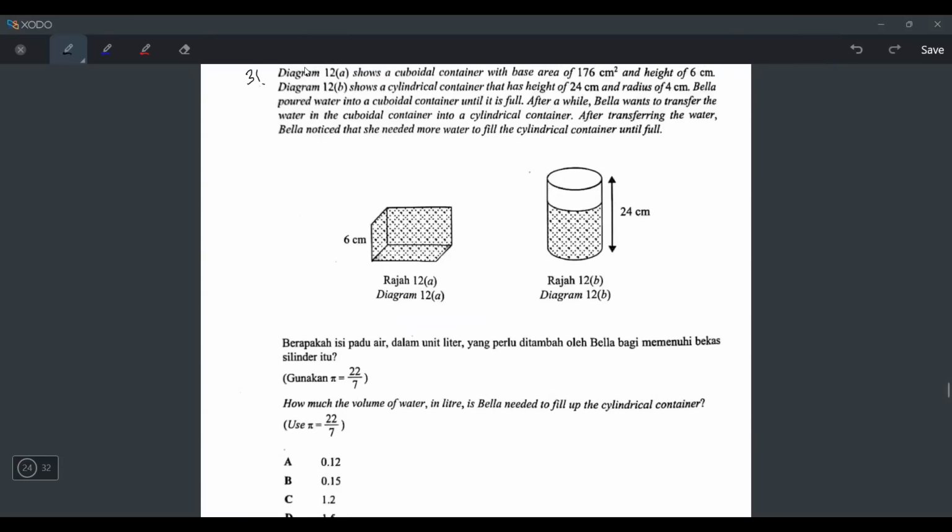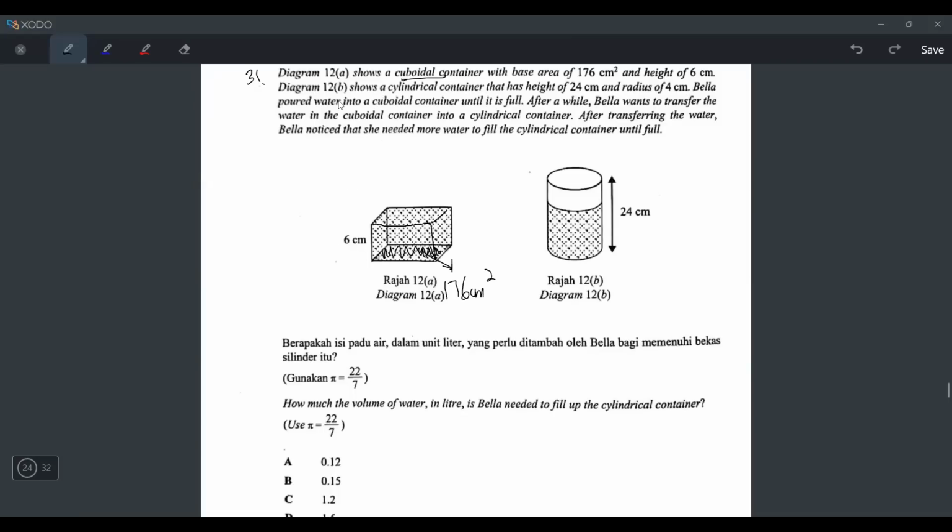Okay, 31. Diagram 12A shows a cuboid container. So this is a cuboid. Okay, let's complete it like this. And then with a base area of 176. So I assume it's talking about this, the base. So the base area is 176 cm square. And then the height of 6 cm. Okay, I can see it.